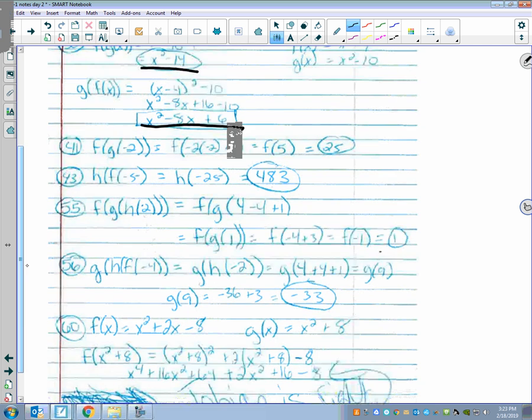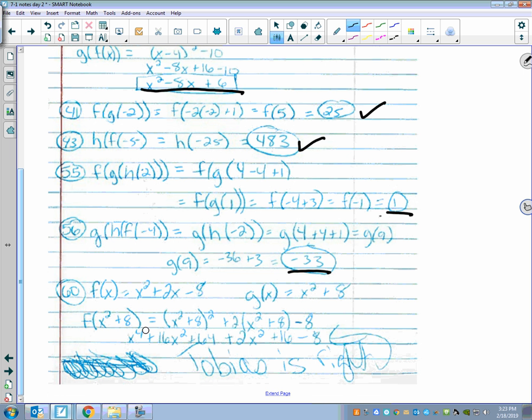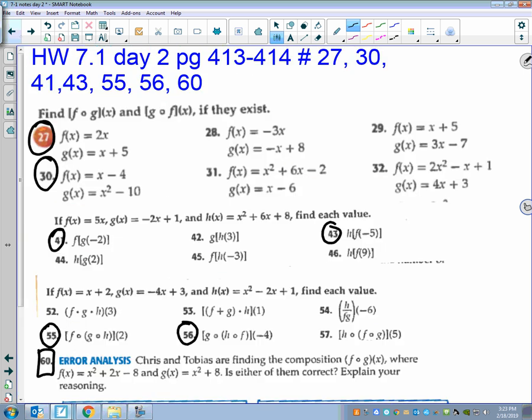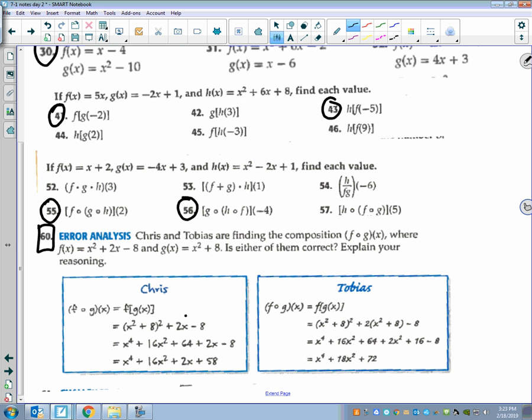And then 41, my answer was 25. 43 was 483. 55 was 1, 56 was -33, and 60, I just worked it out. Tobias was right, and I'll go back and show you the reason why: Chris didn't replace this x. Every x has to be replaced, and so that's why Tobias is correct, okay?